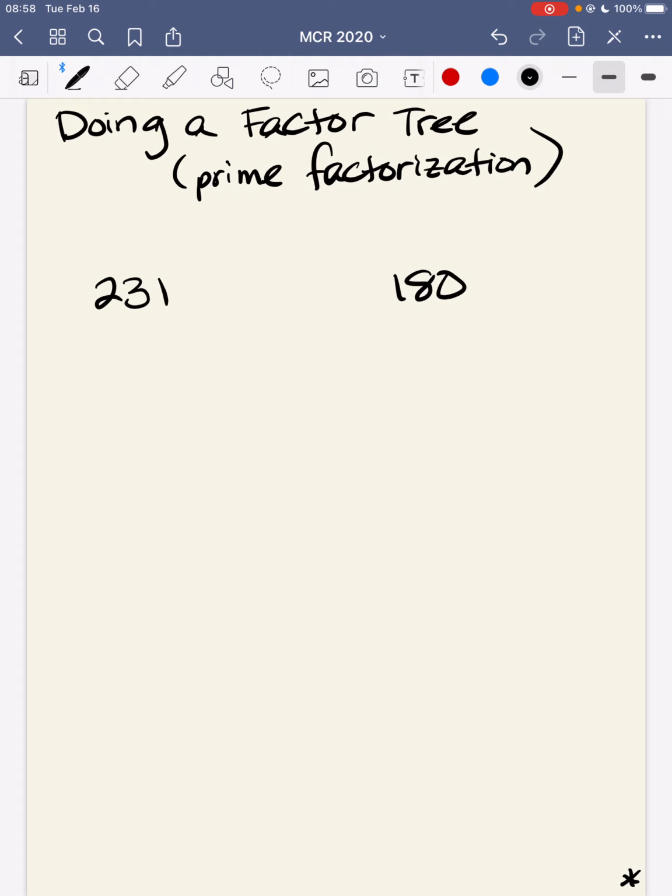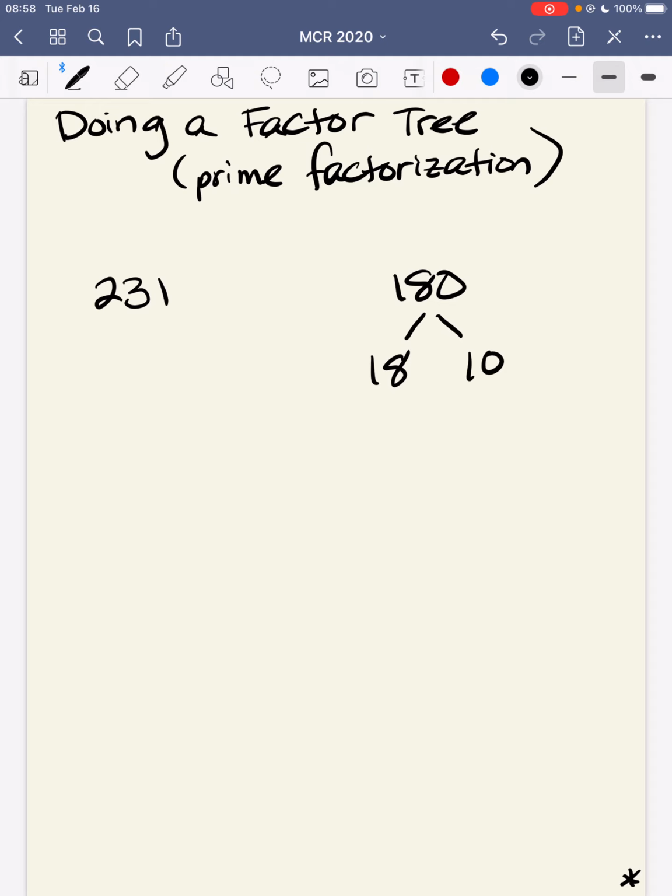All right, I'm going to go with the easiest of the two. The easiest of the two is the 180. Anything that ends in a 0 is divisible by 10, so 18 times 10 gives me 180. And this doesn't help me a whole lot. So I'm going to look at the 231.